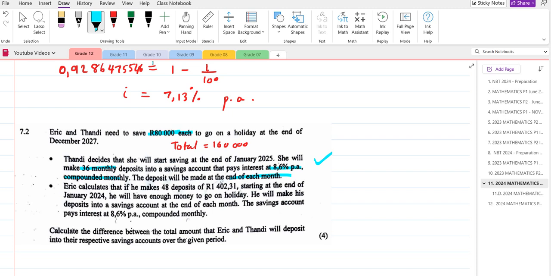Eric calculates that if he makes 48 deposits of 1,402.31 starting at the end of January 2024, he will have enough money to go on holiday. He will make his deposit into a savings account at the end of each month. The savings account pays interest at 8.6% per annum compounded monthly. Calculate the difference between the total amount that Eric and Thandi will deposit into their respective savings accounts over the given period.